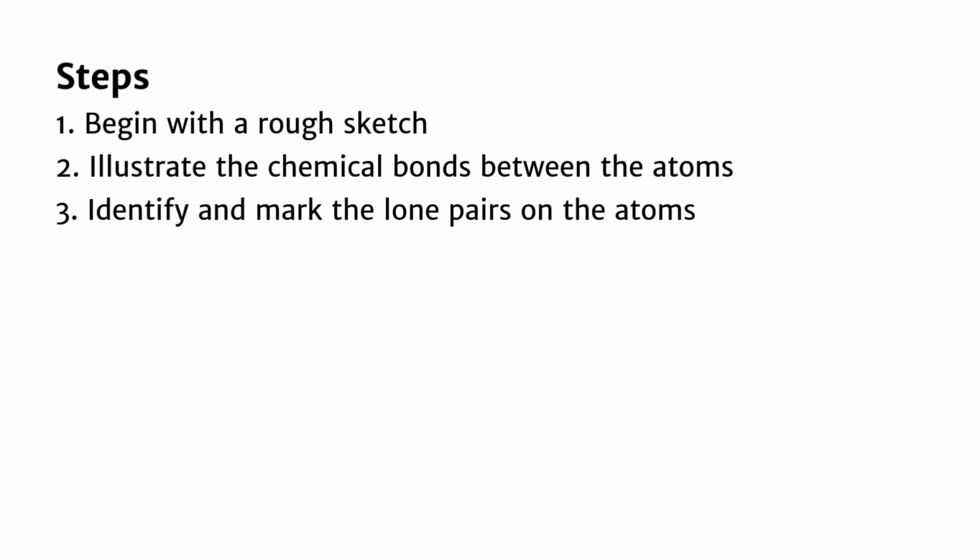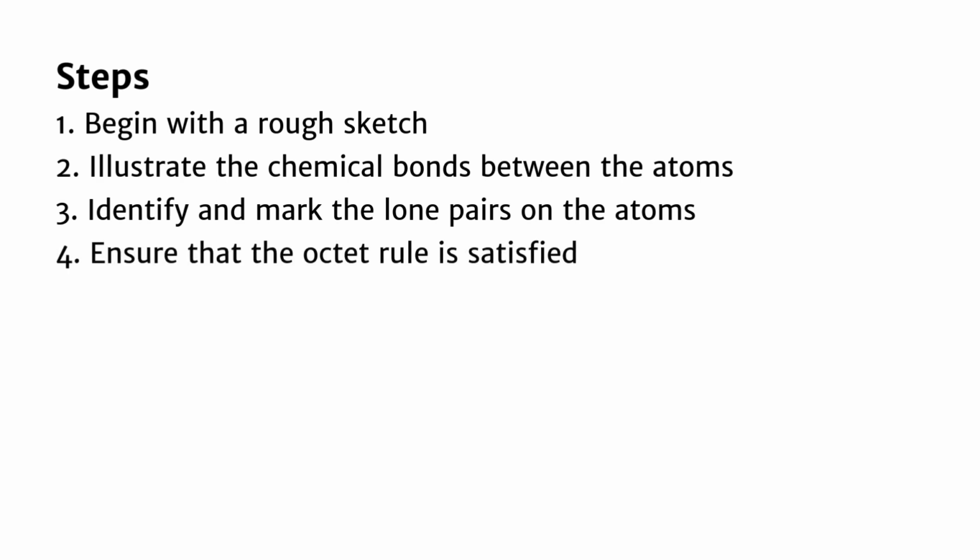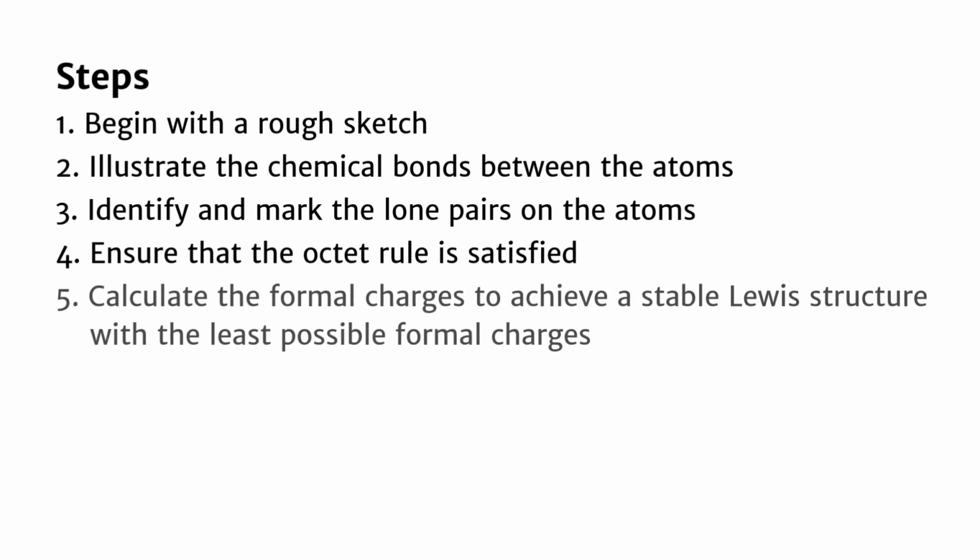Then we'll identify and mark the lone pairs on the respective atoms, ensuring that each atom satisfies the octet rule. Finally, we'll calculate the formal charges for each atom in CCl4 and verify the stability of the final structure.